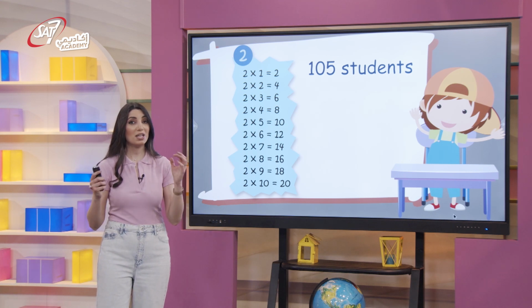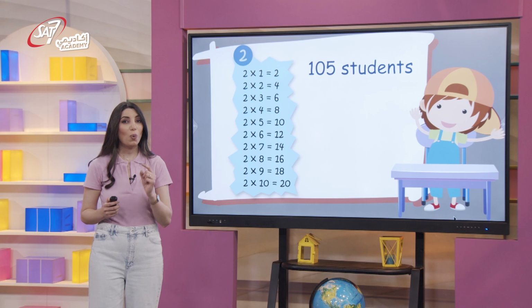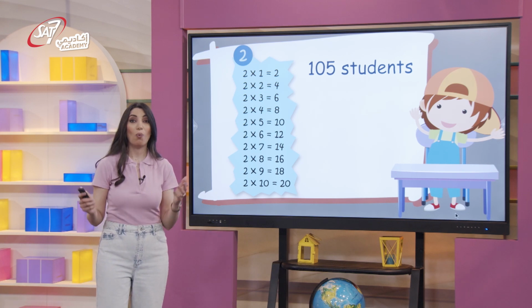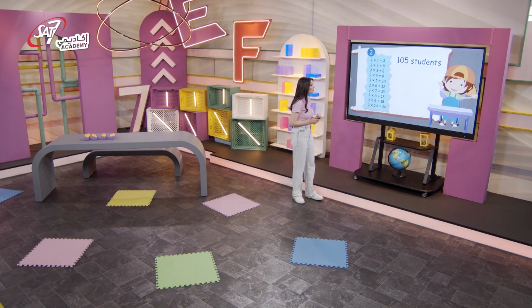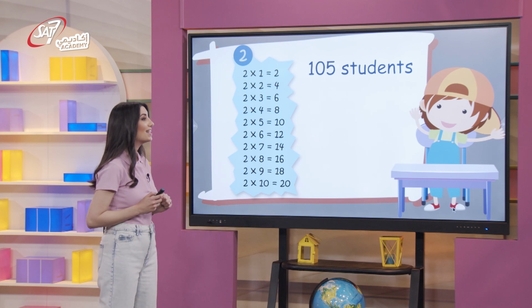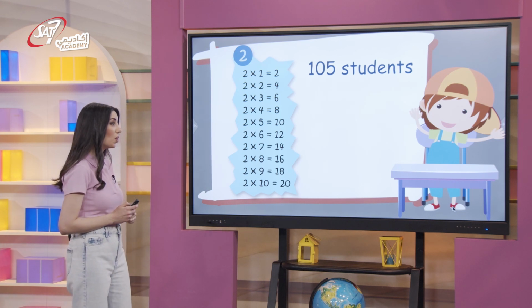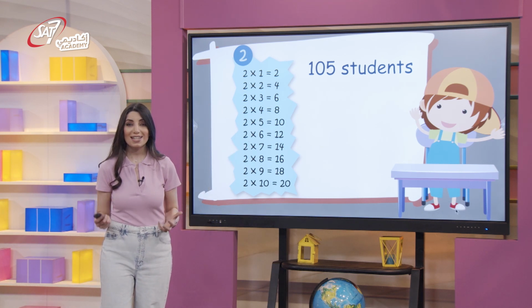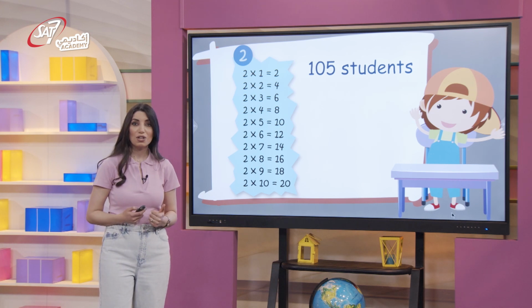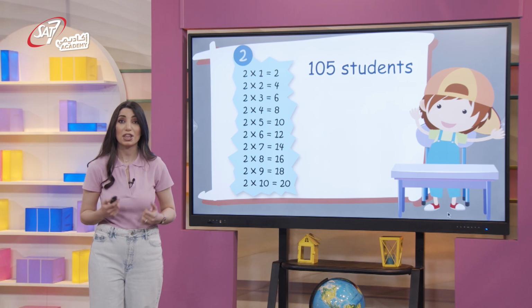If the teacher ends up dividing the students into pairs, one student will be left out, or one of the groups will be made of 3 students instead of 2. But some students might think this is not fair. Let's help the teacher divide the students into equal groups. Can we divide them into groups of 5? Yes, since the number ends with 5. What about groups of 3? 1 plus 0 plus 5 is 6, and 6 is a multiple of 3. So 105 is divisible by 3.